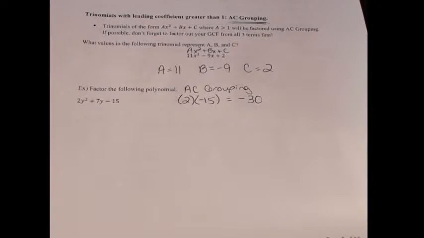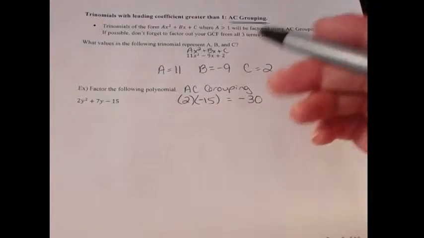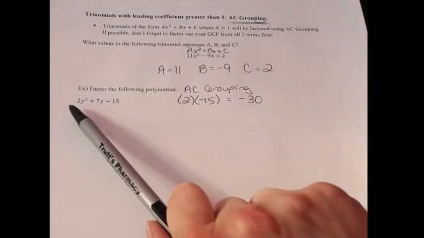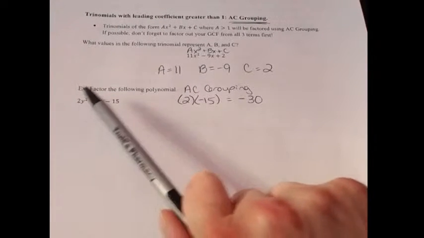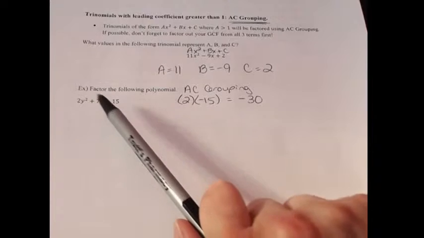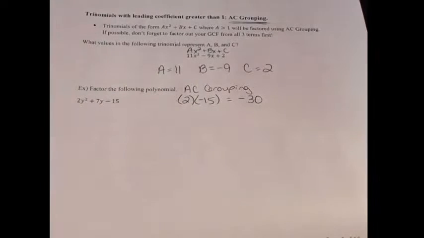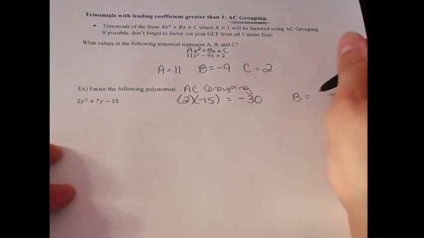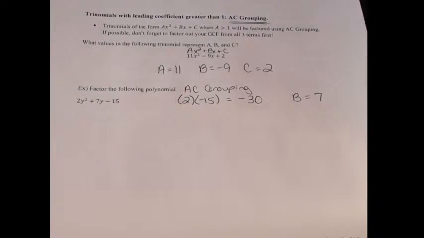Now I start to think about this and I say to myself, okay, well, I took A times C, I multiplied it, I got negative 30, but what in the heck do I do? And then I look closely and I say, I used A, I used C, but I did nothing with B yet. That's interesting. So I want you to make a note that B is a positive 7.